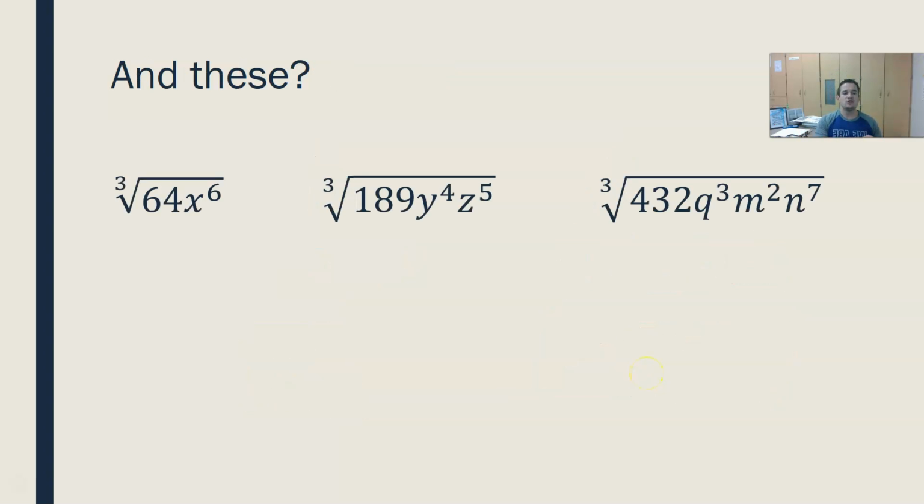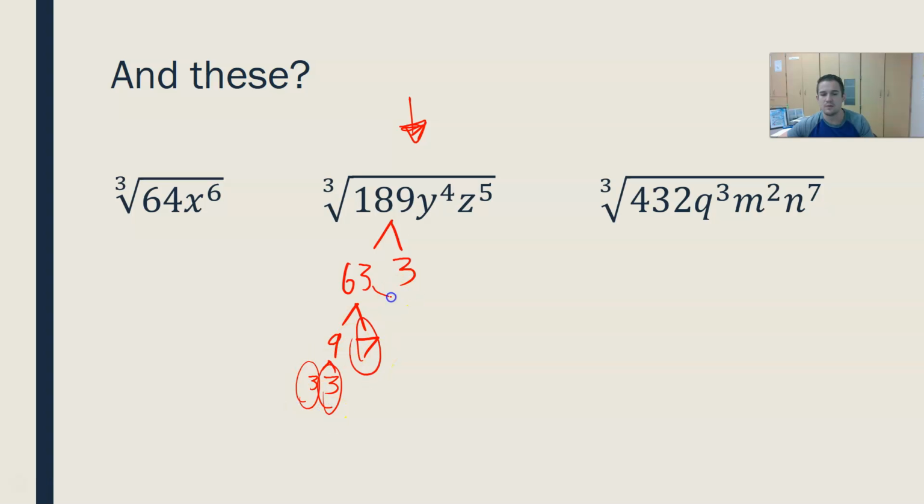Okay, so let's do a couple with numbers and variables. So for example, let's do this one. The cube root of 189 times y to the 4th times z to the 5th. Well, 189, let's see. I could write 189 as 63 times 3. 63 I could write as 9 times 7. 9 I could write as 3 times 3. Okay, so there are my prime factors.